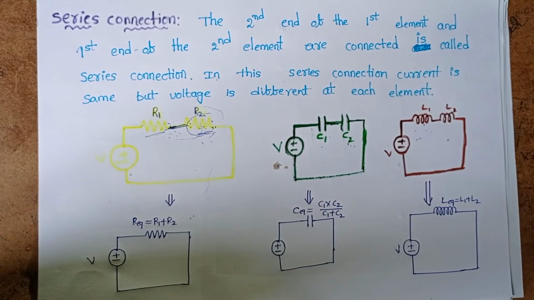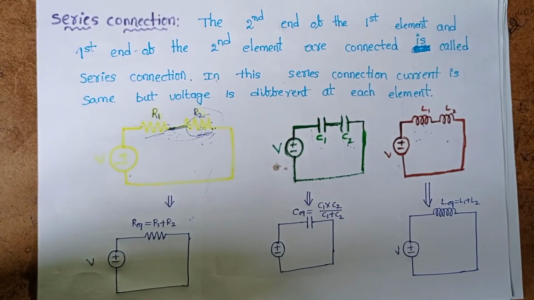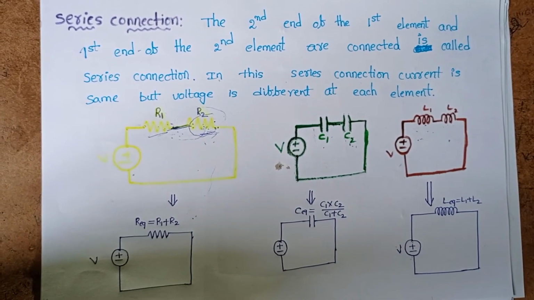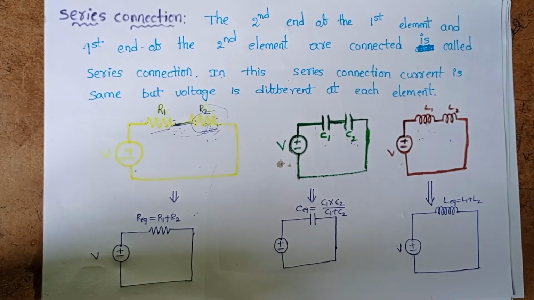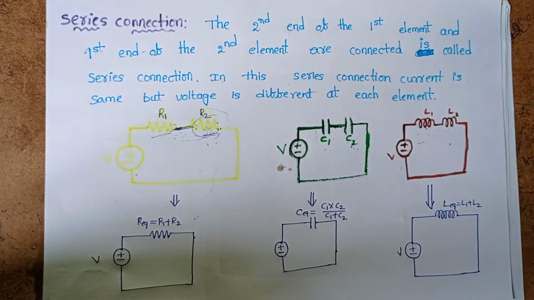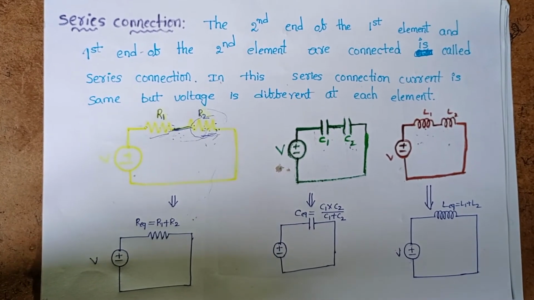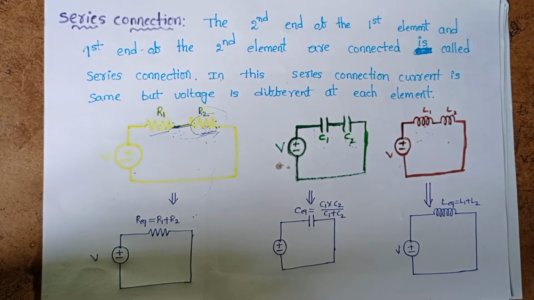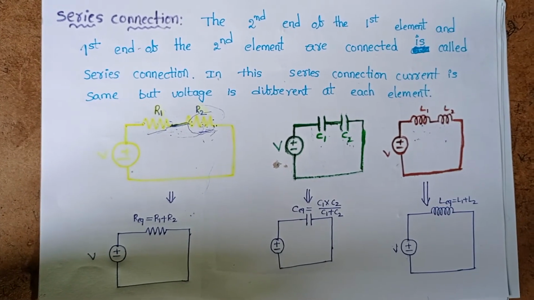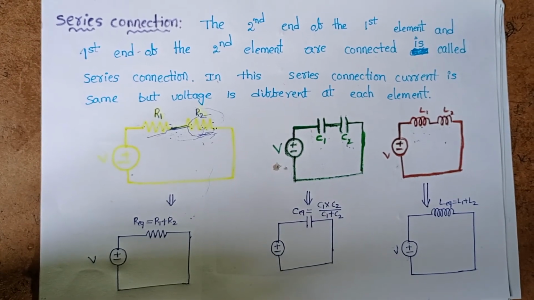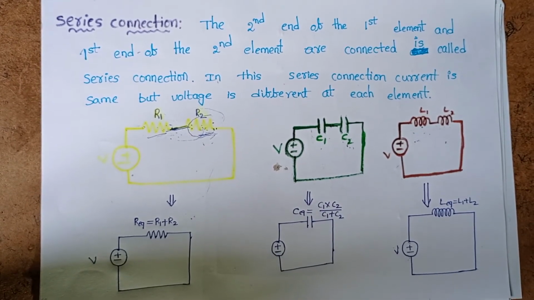Now we are going to discuss how the circuit elements are connected in the network or circuit. The circuit elements are nothing but resistors, capacitors and inductors. How are these arranged, how are these connected in circuits? Either they are connected in series or in parallel. In this video we discuss series connection. In the next video we will discuss parallel connection of circuit elements.